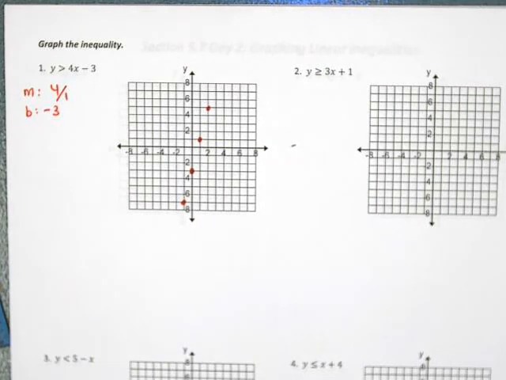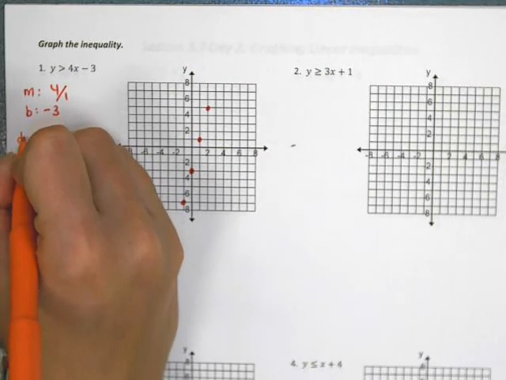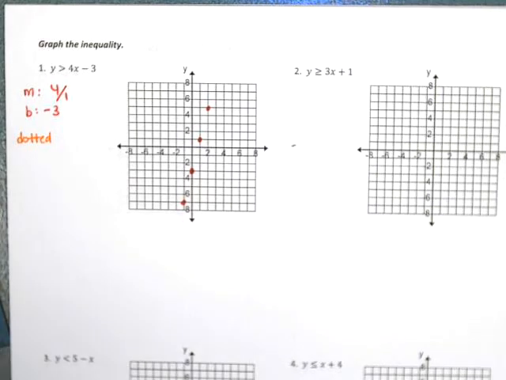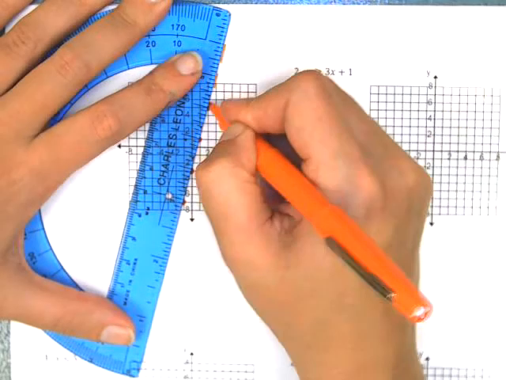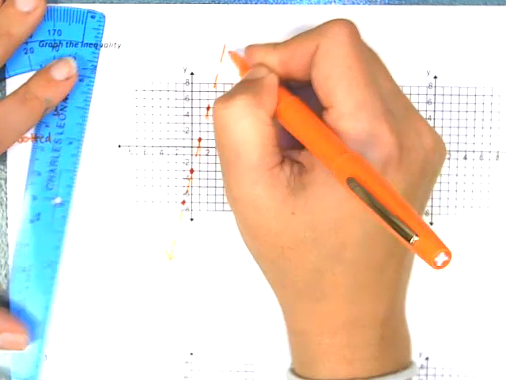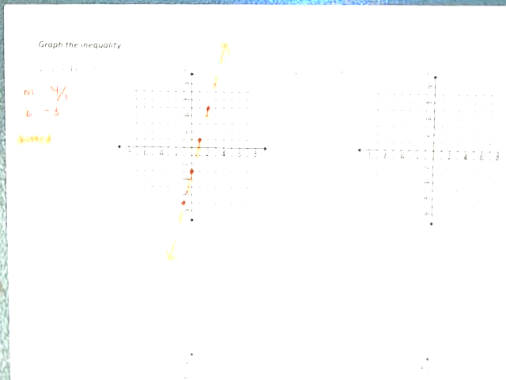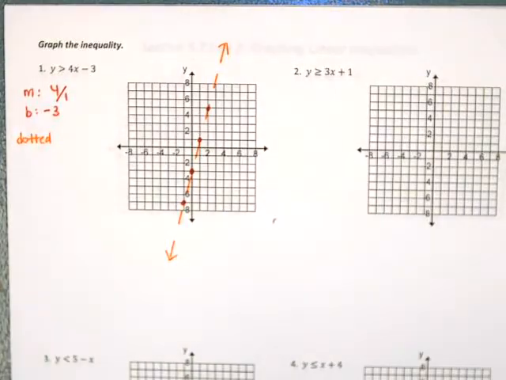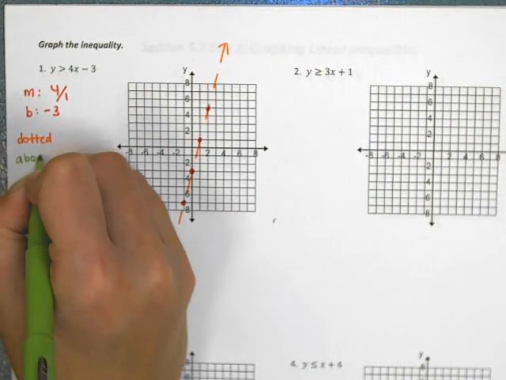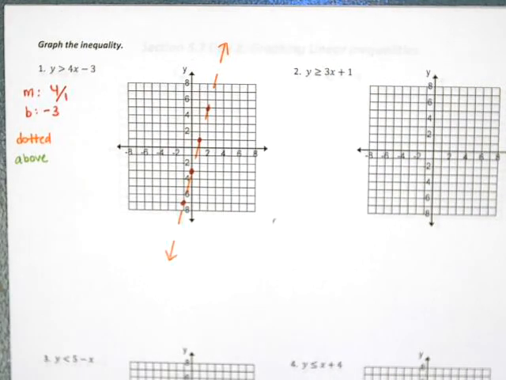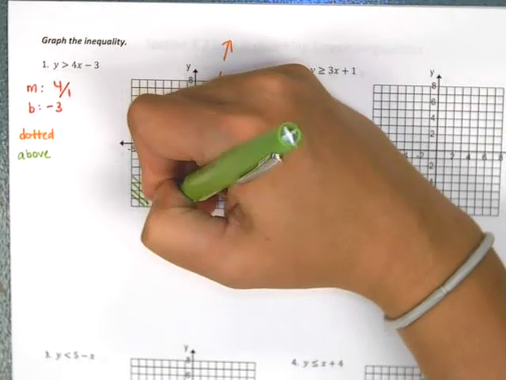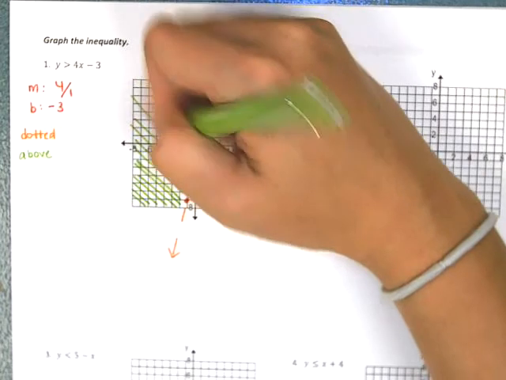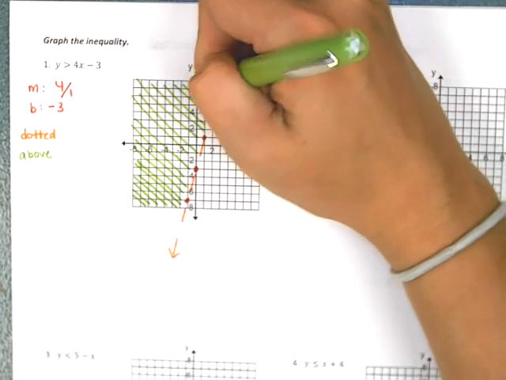Next, I need to decide between solid and dotted. So I'm going to make this line dotted because I'm not equal to. So I'm going to line up my straight edge, and I'm going to make dashes instead of a nice solid line. Last but not least, I need to decide between above and below. I'm going to choose to shade above because it's a greater than instead of a less than. So shading above means if this was a hill or if this was a ramp, where would you be on top of it? I would be on top of the ramp on this side of the graph. So above means this side of the graph.